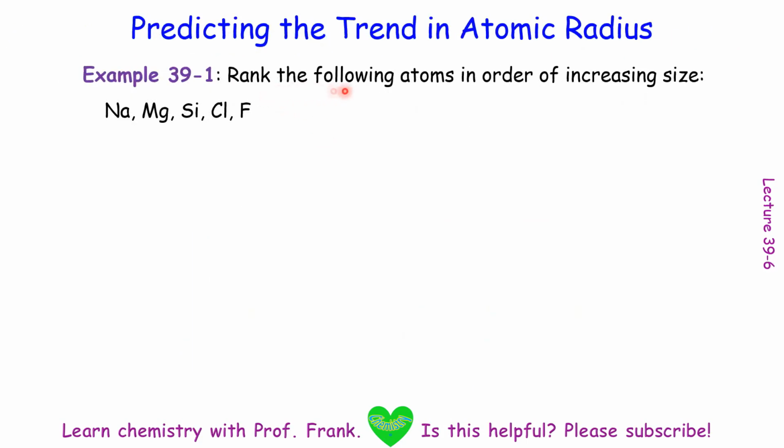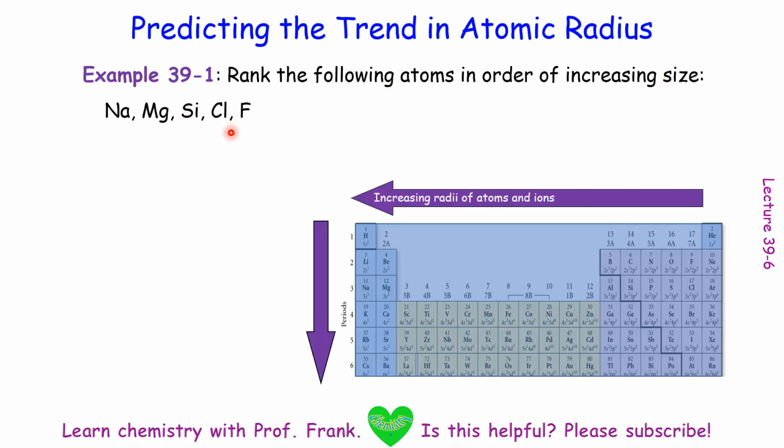Now let's rank the following atoms in order of increasing size. We have these 5 atoms. So first, let's locate those 5 atoms in the periodic table. Here is sodium, magnesium, silicon, chlorine, and fluorine. Let's use this arrow diagram.